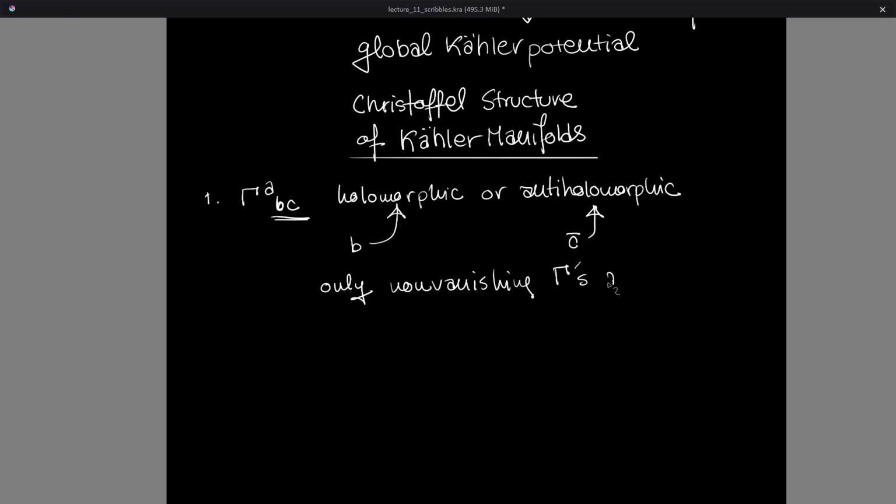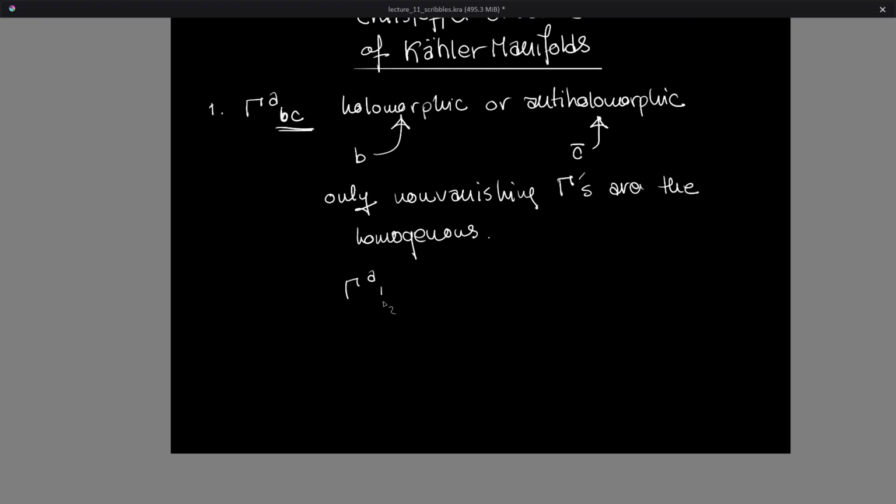So the only non-vanishing gammas are the homogeneous ones on the bottom indices, meaning either you have gamma A B C, or you have gamma A B bar C bar. That's what I'm saying. So either both of the bottom indices are holomorphic, so they transform according to the holomorphic tangent space, or they're both anti-holomorphic and they transform with the anti-holomorphic tangent space. So that's the first thing.